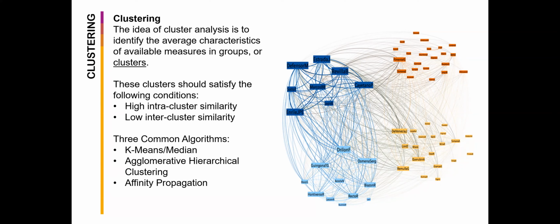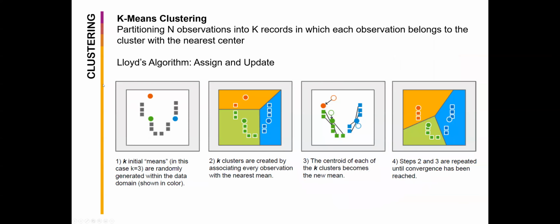Okay, so there are three common algorithms that I would like to discuss in terms of clustering, which is k-means or k-medians, agglomerative hierarchical clustering, and affinity propagation. All right. So for k-means clustering, I'm not sure if you've encountered this one. This is one of the common clustering techniques.